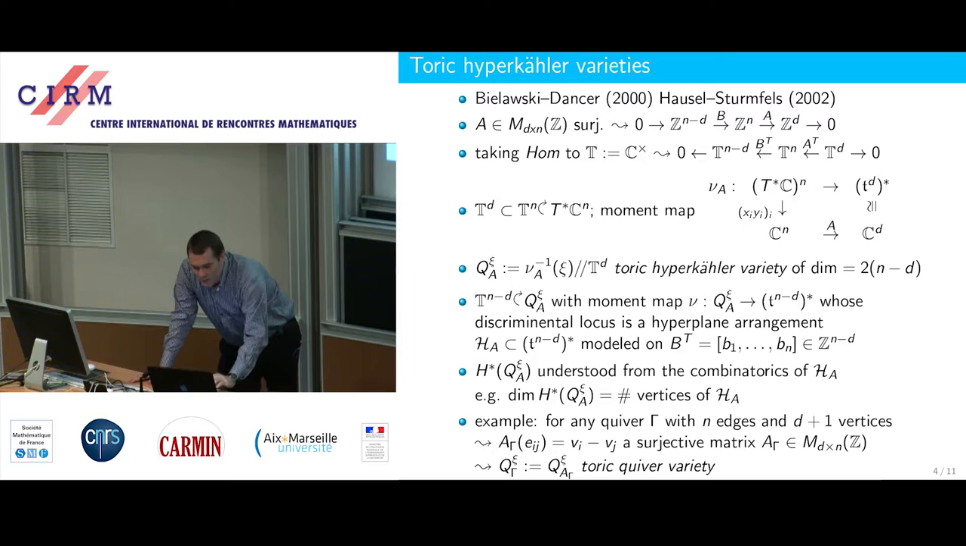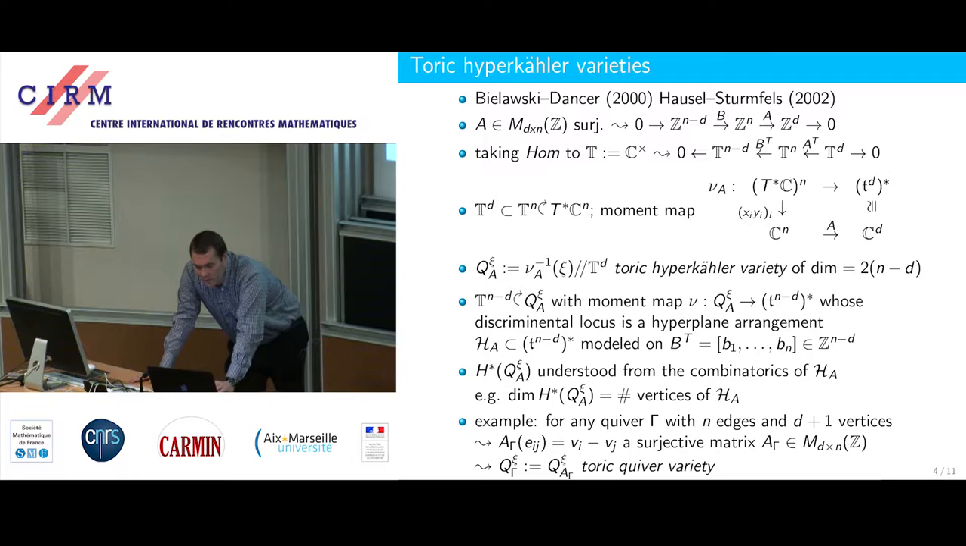And then you have a map down to a half dimensional space, the dual of the Lie algebra of this torus. Now this map, as I said, is an affine variety, so the fibers will be generically complex affine tori, so T to the n minus d, all the fibers will be isomorphic.